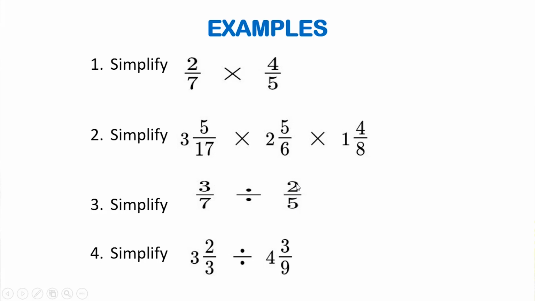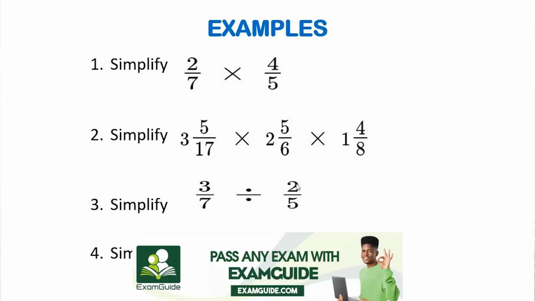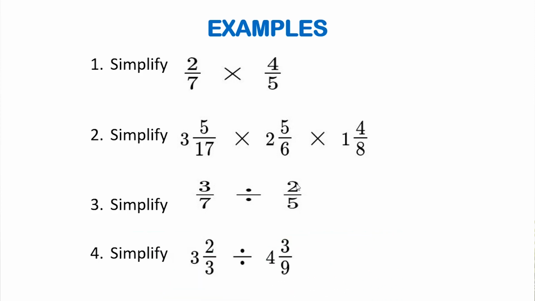All right, so the third question says, simplify 3 whole number 2 over 3 divided by 4 whole number 3 over 9. Solution. Let's look at the solution of this.